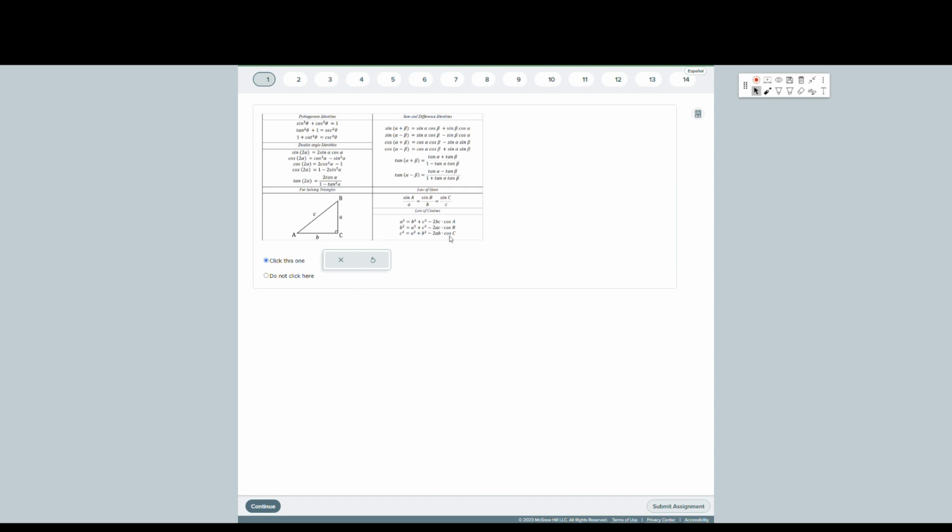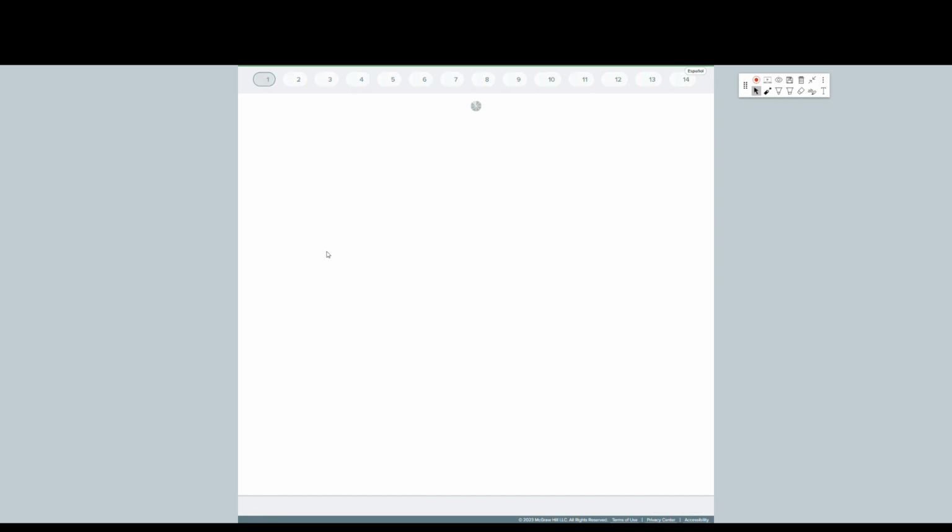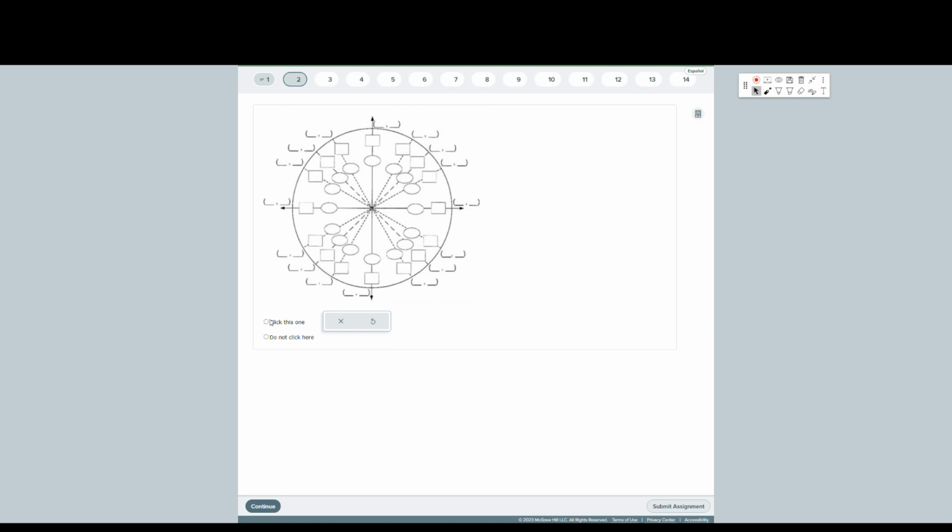Once again, we will be referring back here for this lesson for the law of cosines. So this is something that they give us. And then the unit circle, I'm not too sure. I'll refer to it maybe a little bit, but not too much.